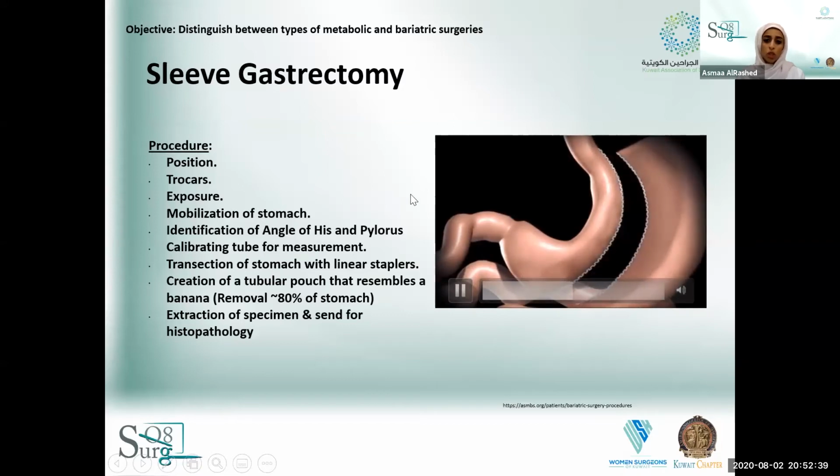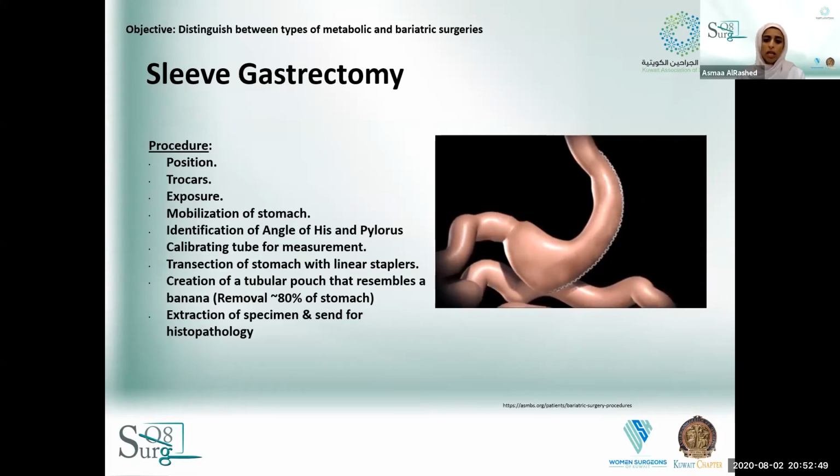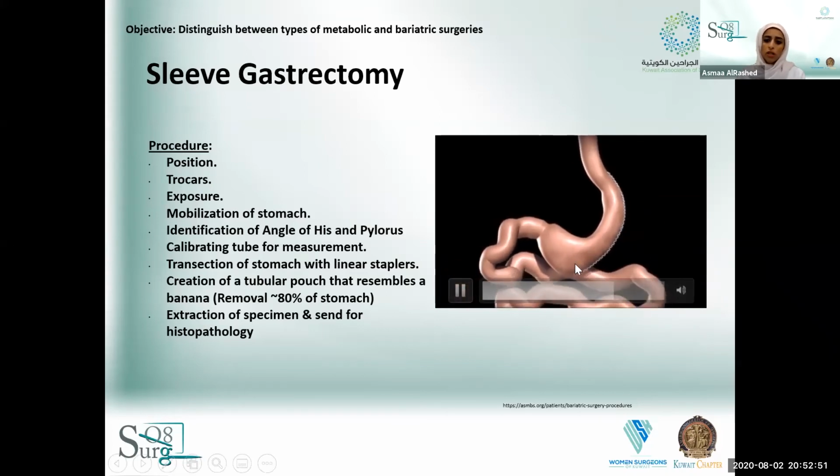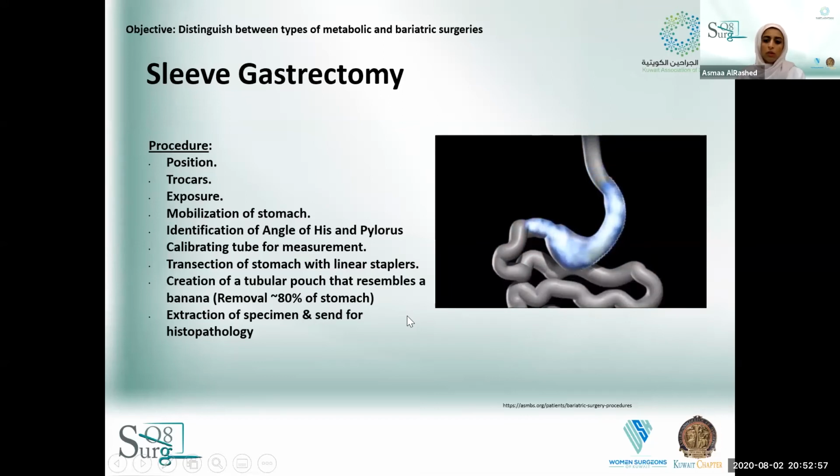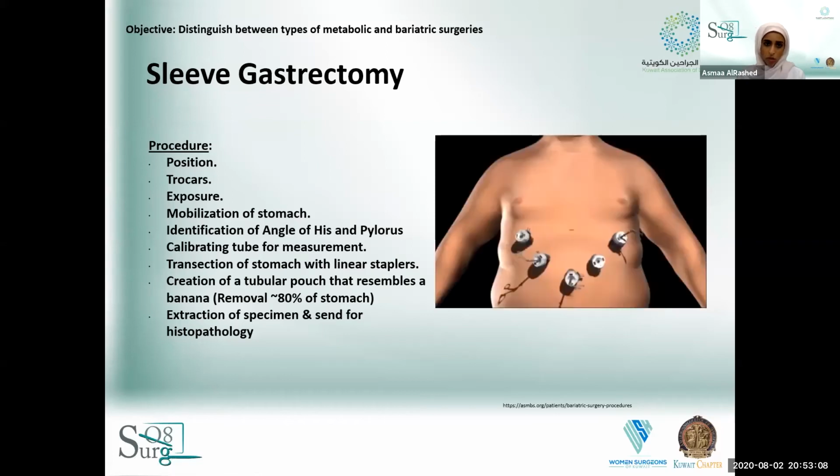Very importantly, make sure you use the appropriate calibrating tube, 36 French up to 40, some studies up to 60 as well. And then as you can see here, there is a long stapler line, okay? This is very important when we talk about complications. After you do your resection, you're going to extract your specimen and send it for histopathology. Make sure that you follow it because rarely you will be surprised with something that you need to treat.